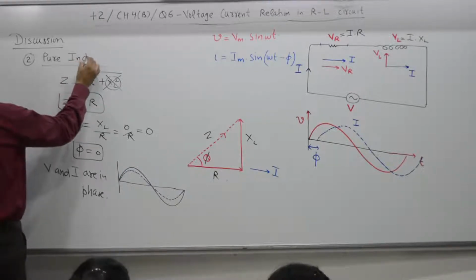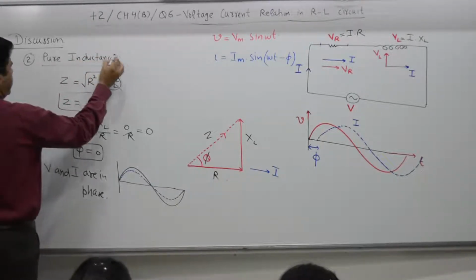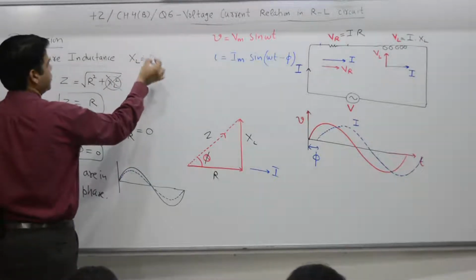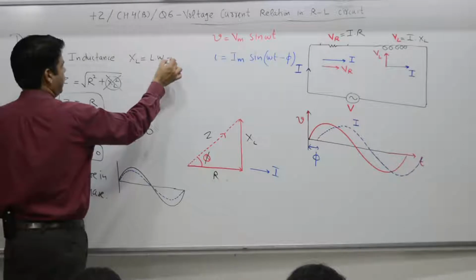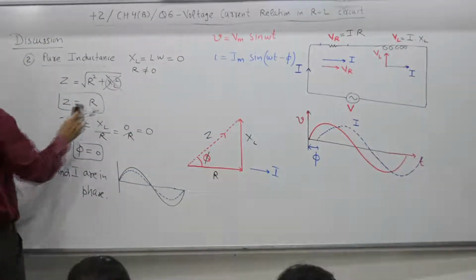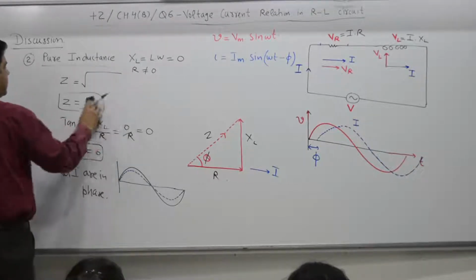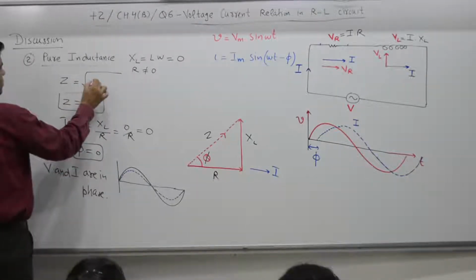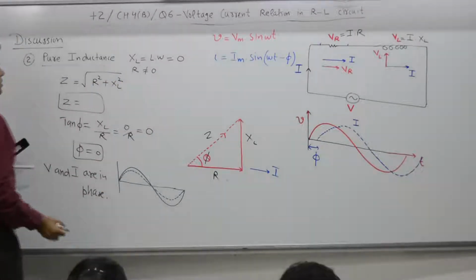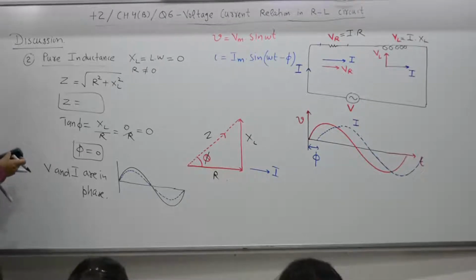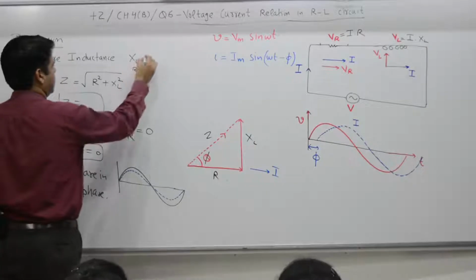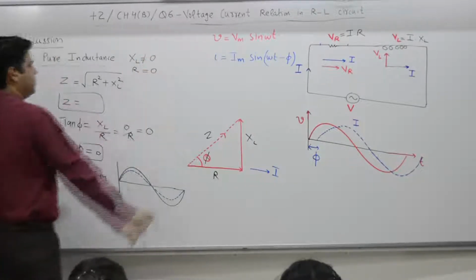Pure inductance. XL is equal to L omega. L is 0, so XL is 0. But R is not equal to 0. Then Z is equal to what? Z is equal to root of R square plus XL square. Sorry, pure inductance, so XL is not equal to 0. Sorry, R is 0. That's fine.